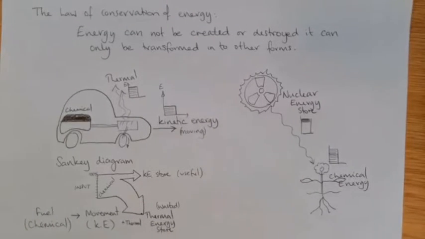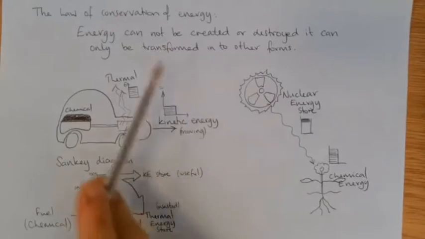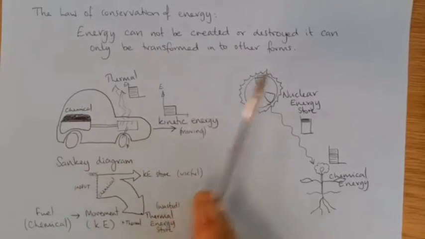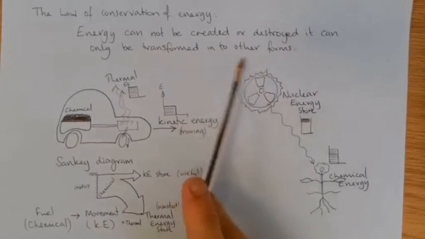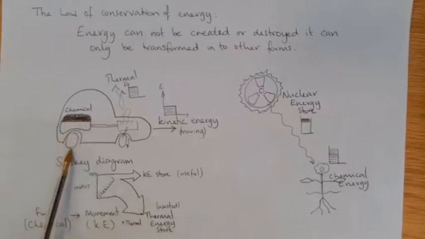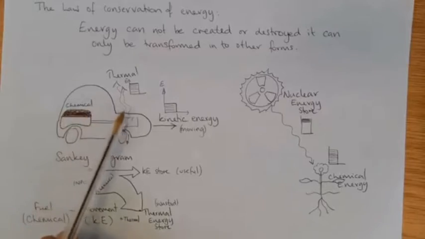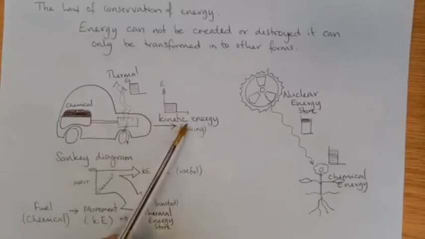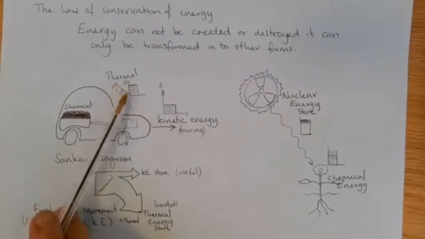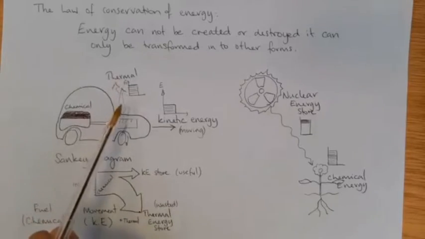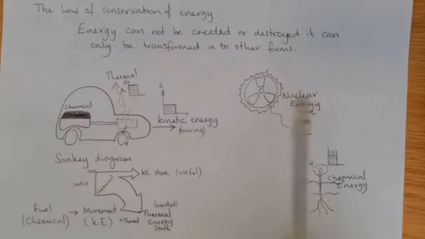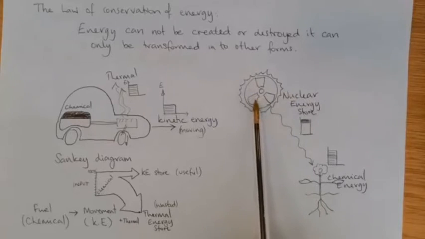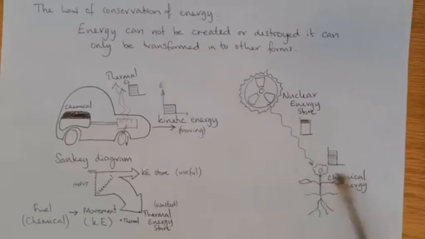But again, it's this idea that energy cannot be created or destroyed. It's just being transformed from one form into another. So we've got our chemical energy store being transformed into kinetic energy of the moving car, and the thermal energy heating up the atmosphere, or in this example the nuclear store of energy being transformed into a chemical store of energy in the plant following a process of photosynthesis.